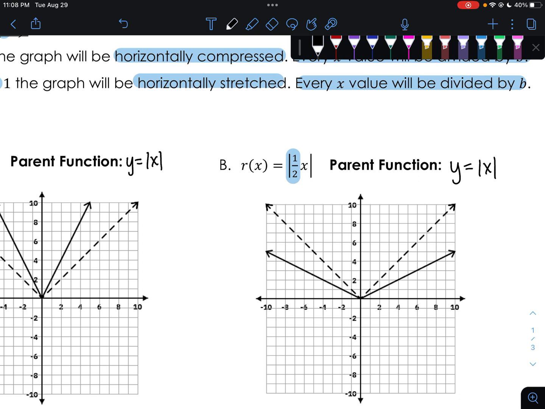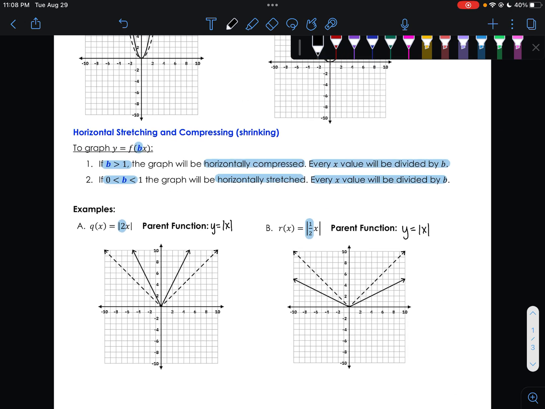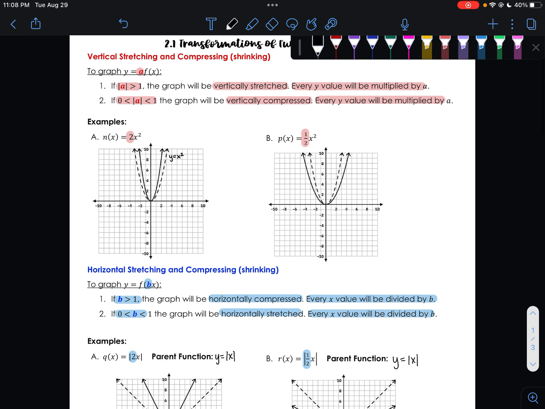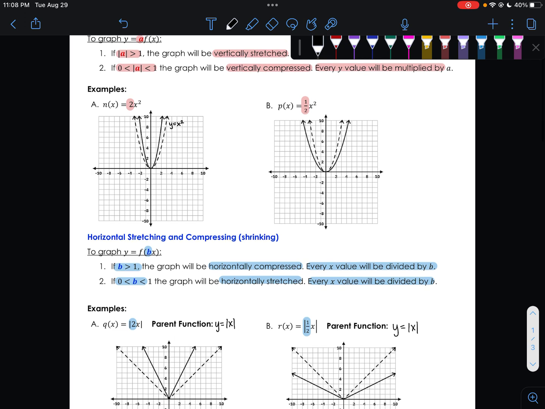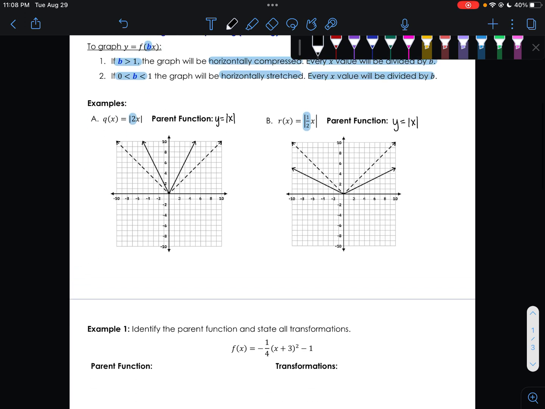So notice how when I'm stretching it horizontally, it's getting wider and wider, whereas when I was compressing it horizontally, it was getting more narrow. So you have to think about pulling the graph along the x-axis to stretch it, or pushing the x-axis together to compress it horizontally. When we're thinking about vertical stretching and compressing, we're stretching the y-axis out and then compressing the y-axis in. So that's all the transformations.